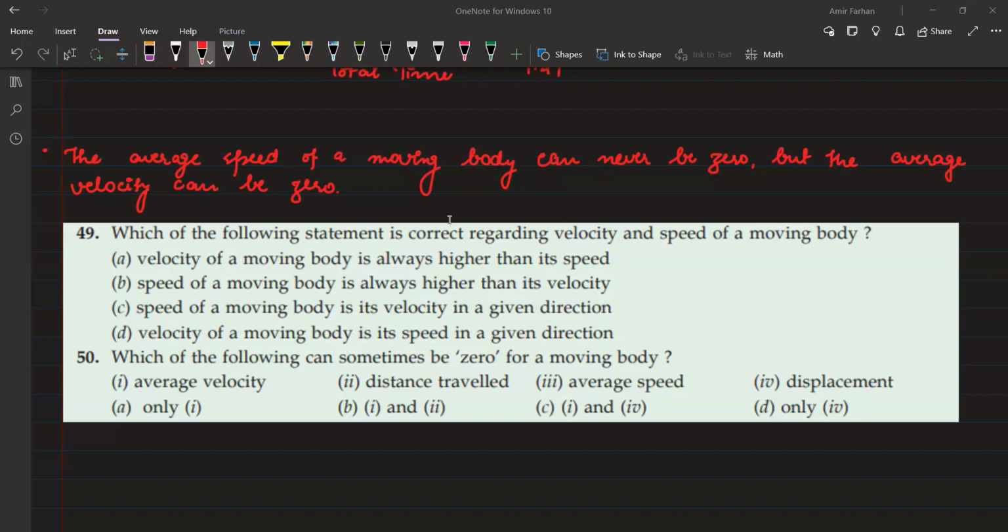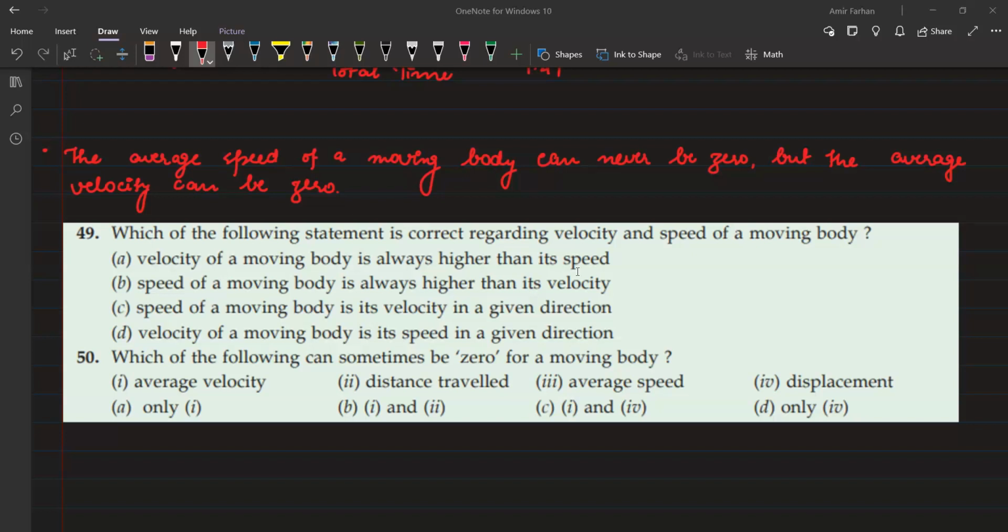Okay, so the question is saying: which of the following is correct regarding velocity and speed of a moving body? Let's analyze the options. Option one: velocity of a moving body is always higher than its speed. Is it possible that velocity of a body is always higher than its speed? No, sir. No.